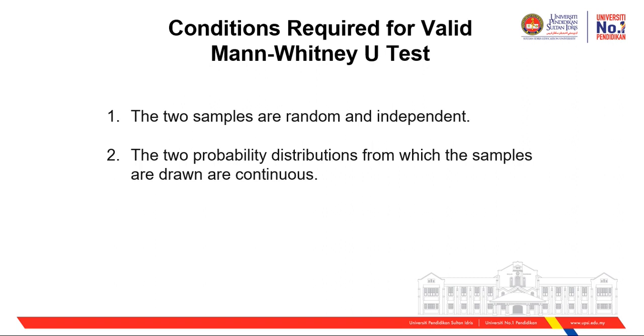Okay, so these two are basically the conditions required for a valid Mann-Whitney test. The first one: the two samples are random and independent. And the second: the two probability distributions from which the samples are drawn are continuous. So these two conditions must be fulfilled before you can use this Mann-Whitney test.